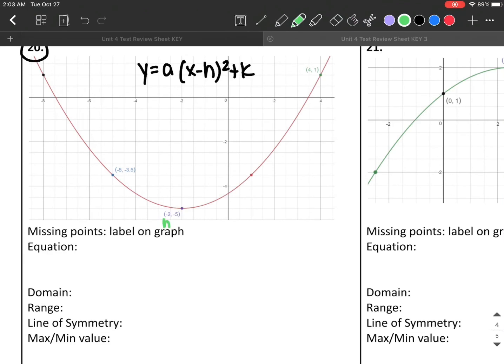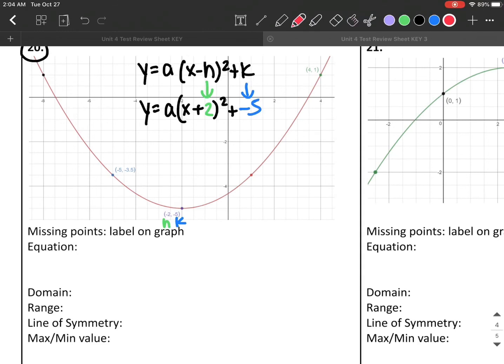I know h in this case is -2 and k is -5, since those are my x and y in my vertex. H I'm going to change to be -2. K I'm going to change to be -5. I'm going to have y is equal to a, which I don't know yet, times x minus -2, which is plus 2 squared, plus -5.